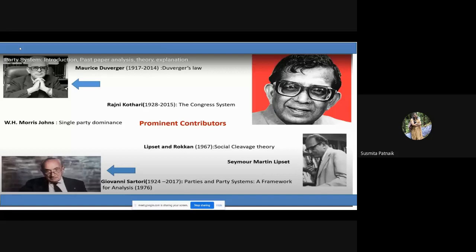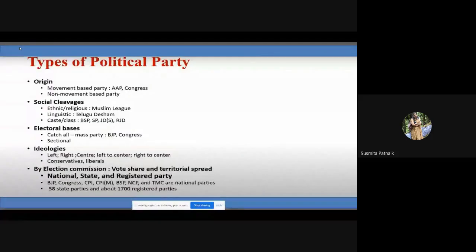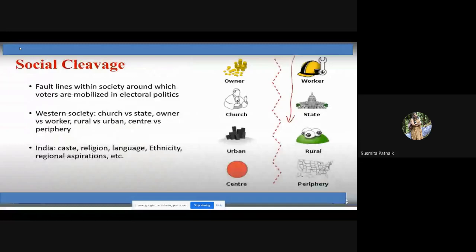In the first slide, why are there parties in any political system? If there is a cleavage or some disturbance between owner and worker, state and church, urban and rural, and center and periphery, then there is the birth of political parties. Or if there is any regional conflict, language conflict, or ethnic conflict, then there are chances of the rise of political parties.